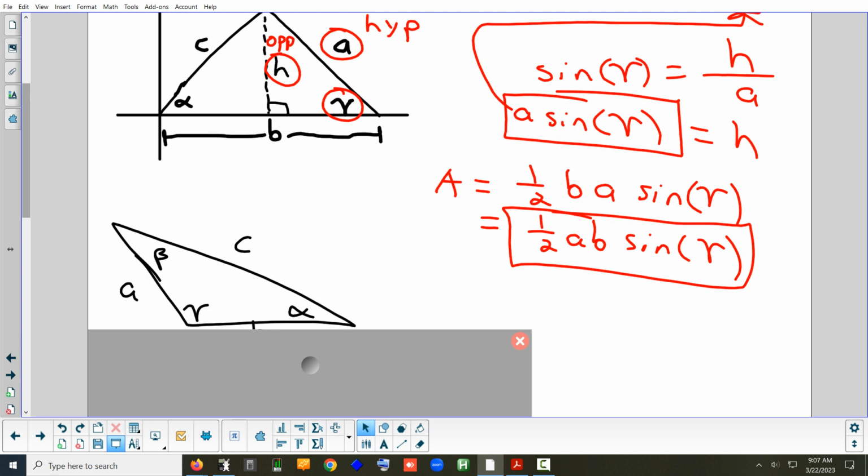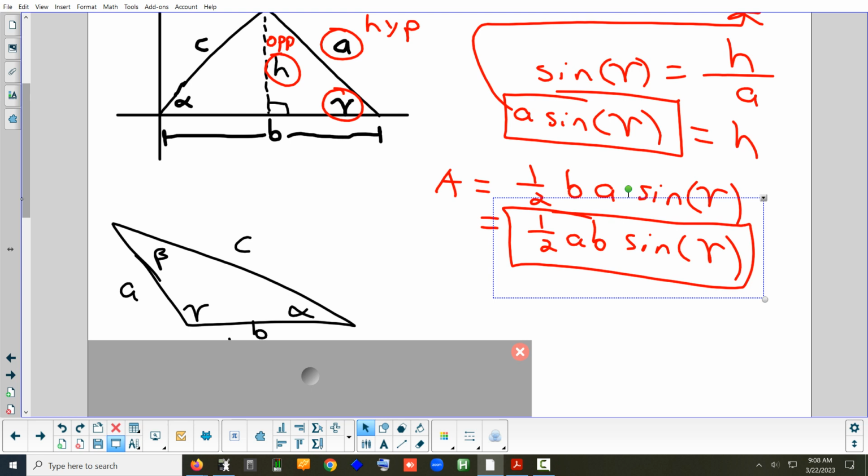Now, like the law of cosines, it's more about the pattern of the letters than it is about the letters that you use. Look at the two letters that we used, and then look at the angle. In this diagram, where is this angle in relation to those two letters? Yeah, it's in between them.